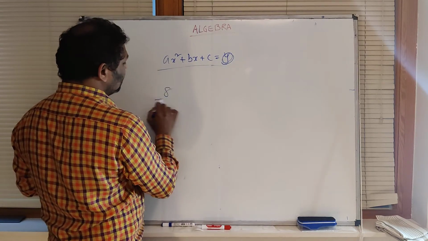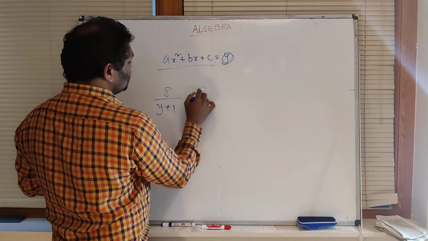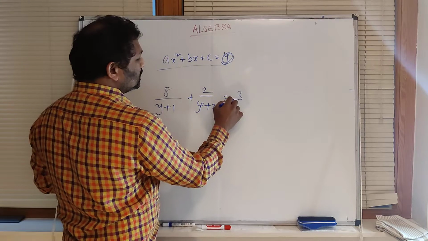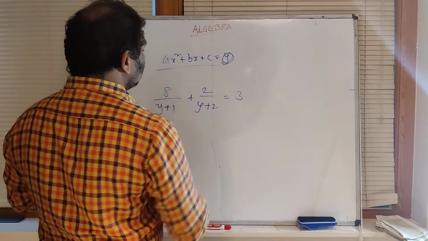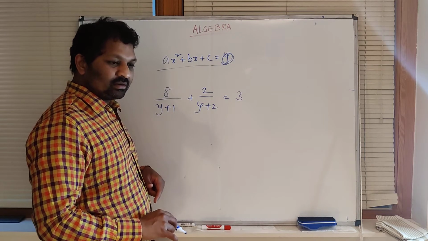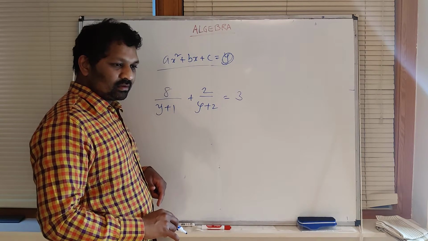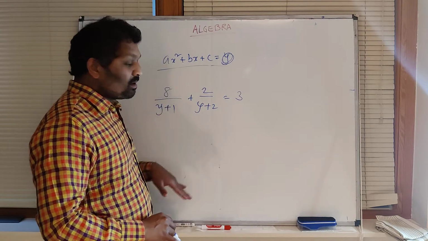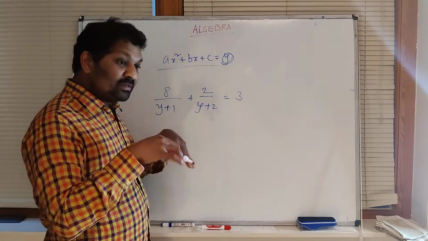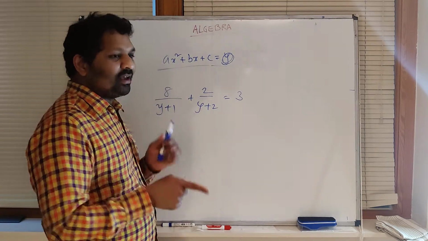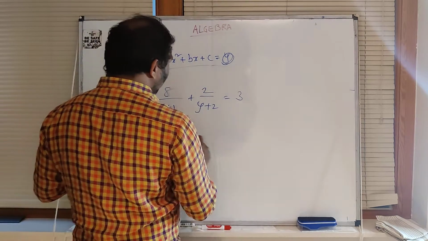Fair enough. We all know that a quadratic equation usually looks like this form, but there are also other forms. For example, 8 by y plus 1 plus 2 by y plus 2 is equal to 3. So what equation is this? Is this a linear equation? Is this a quadratic equation? See, equations can also be given in this format. You need to bring it to some square shape. It is a quadratic equation.